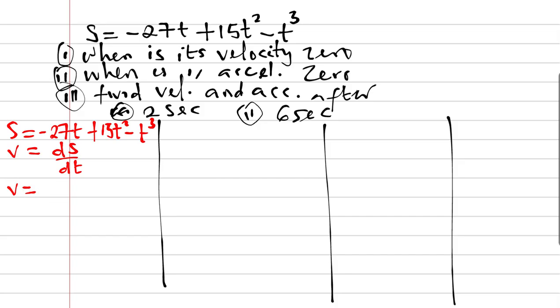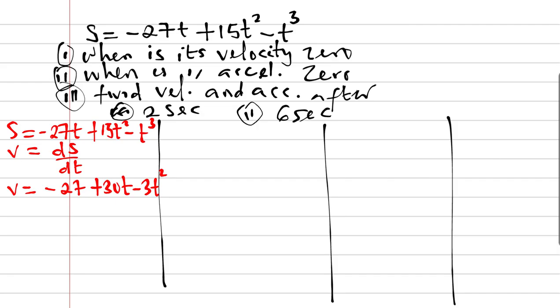Let's differentiate. If you differentiate minus 27t, you get minus 27. If you differentiate 15t squared, you will get plus 30t. If you differentiate minus t cube, you will get minus 3t squared. So this is our velocity now.